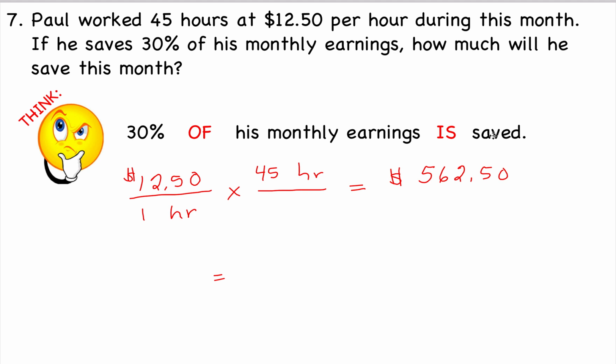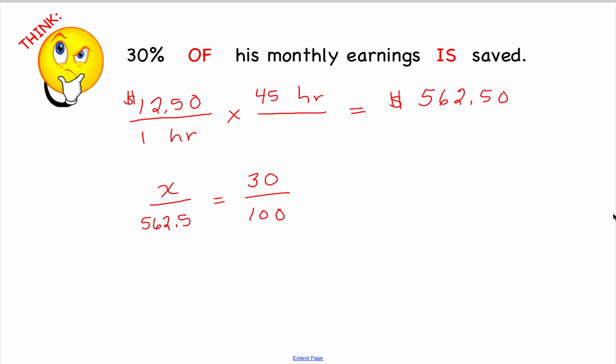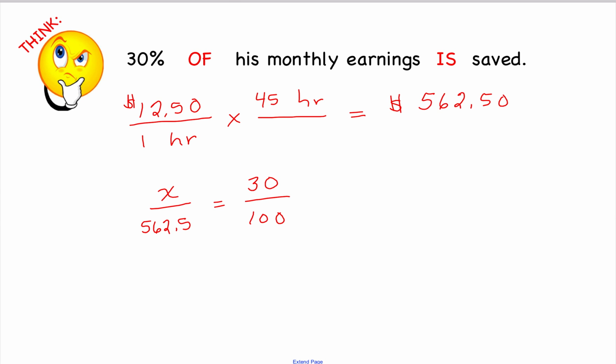So is over of equals percent over 100. Well, the percent is 30 over 100. We're looking for how much he saved, so that's unknown. So it's going to be x over, of was his monthly earnings, so it's x over 562.50. And then we're going to cross multiply, right? So you ready? Here we go. Let's go ahead and do the math. I think I'm going to need my calculator for this one. So we're going to multiply this way. 100 times x is equal to 30 times 562.50.